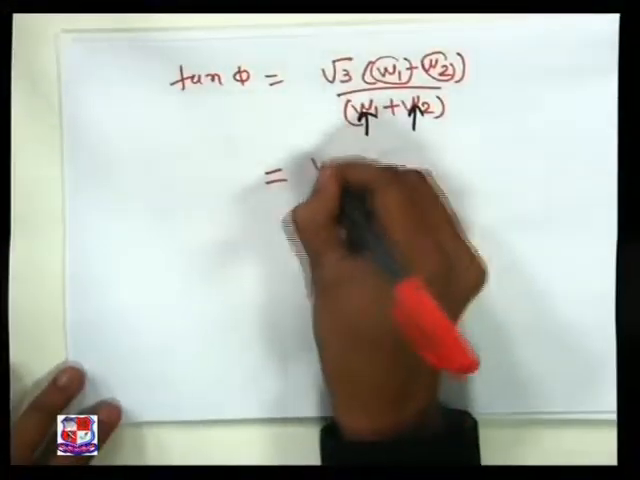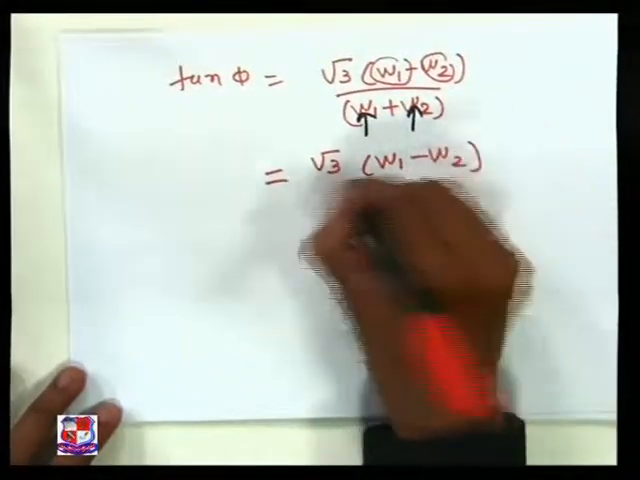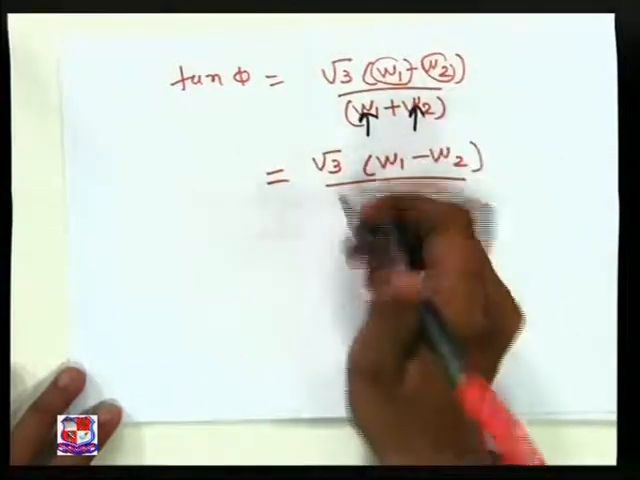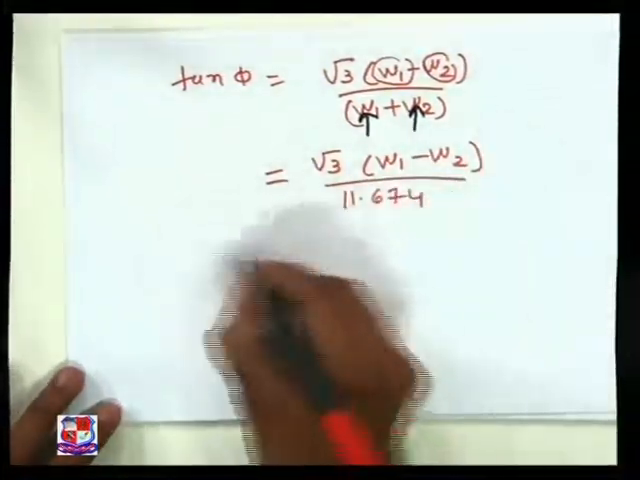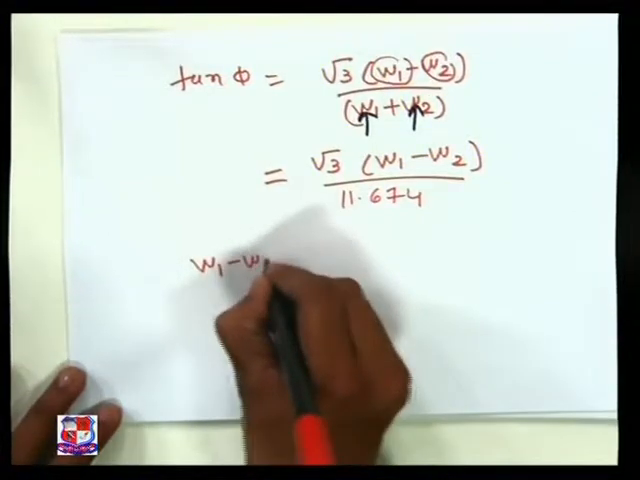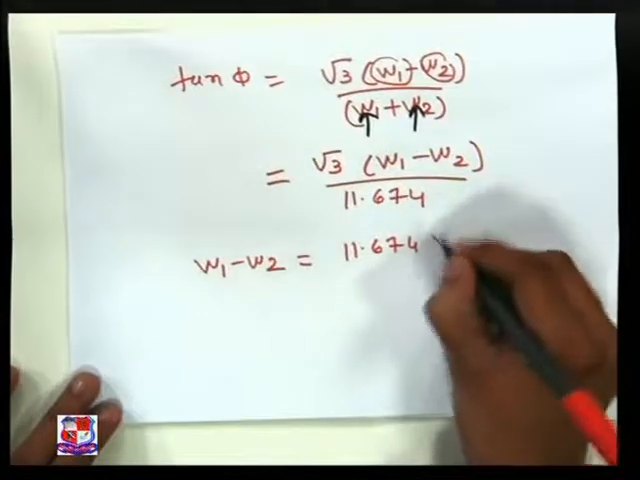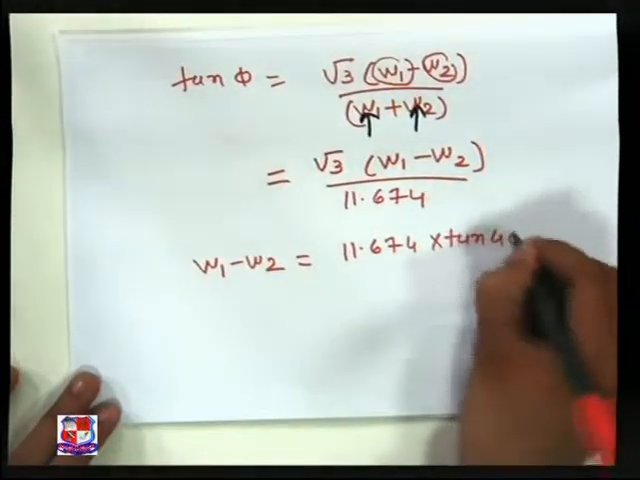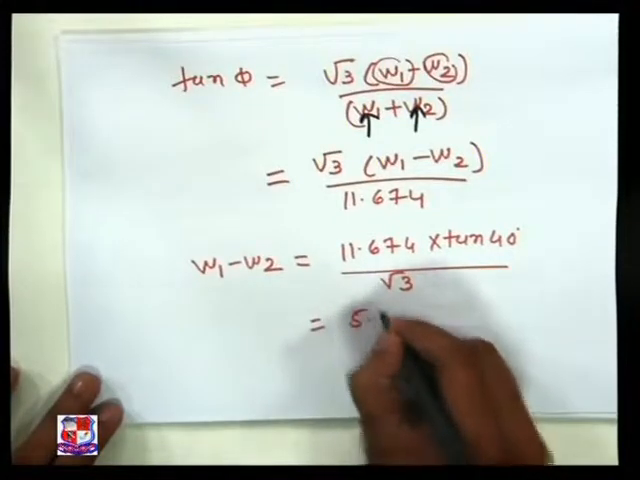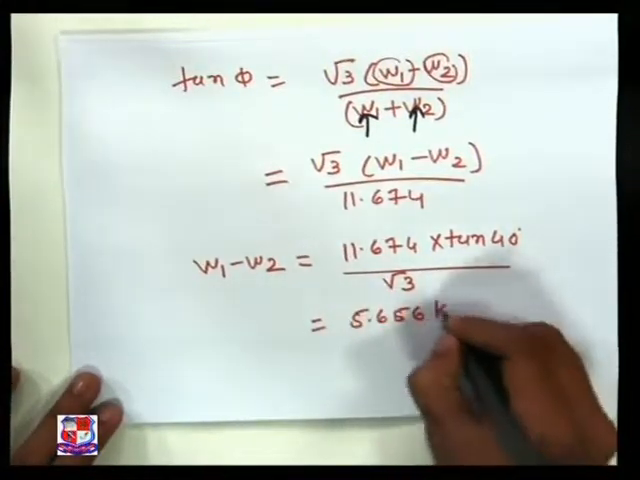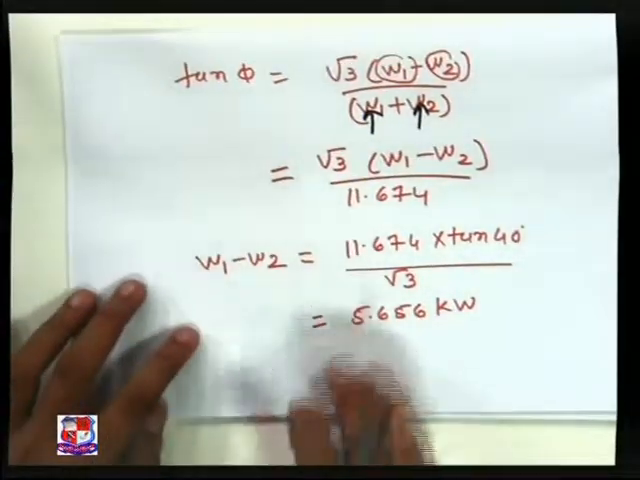So with the root 3 times (W1 minus W2) upon (W1 plus W2), we find 11.674. So W1 minus W2 is 11.674 times tan 40 upon root 3. So we get the value of 5.656 kilowatt. Right? That is W1 minus W2.